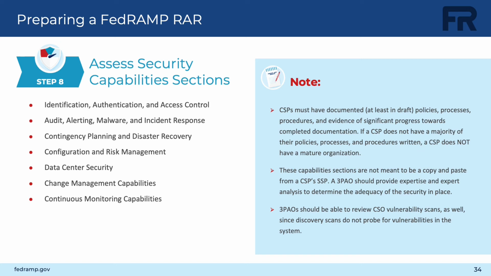Audit, alerting, malware, and incident response. The 3PAO must determine if the CSO has consistent audit, alerting, malware, and incident response controls in place. Particularly for this set of capabilities, the CSO should have an incident response test plan at least drafted. Contingency planning and disaster recovery. No system in any part of the system development lifecycle is worth much if the system cannot be restored minimally to the state that it was prior to an exploit. The 3PAO has to use expertise to judge if the system has consistent contingency planning and disaster recovery controls in place.